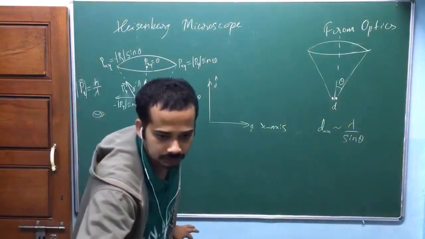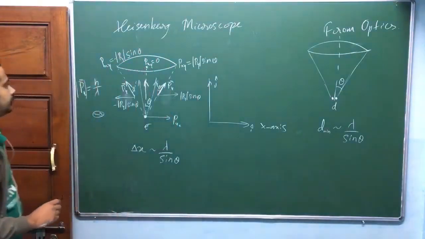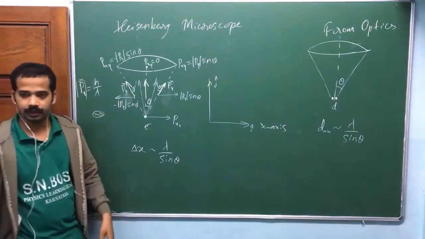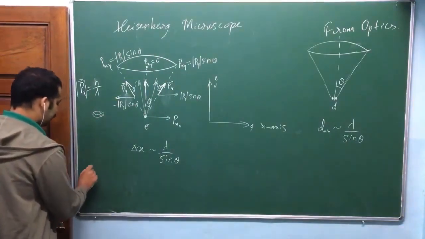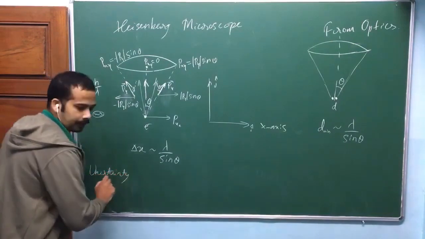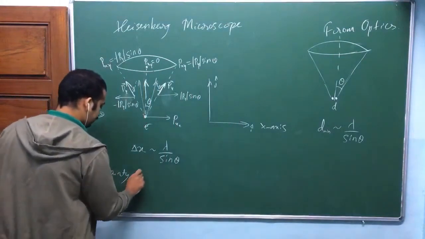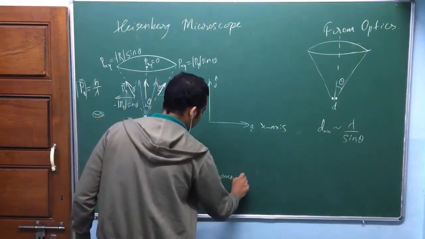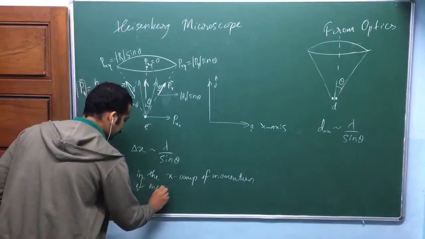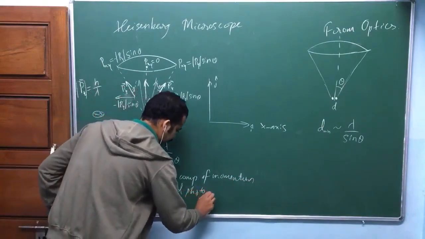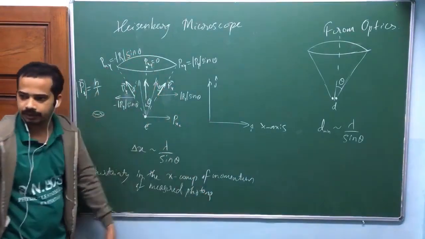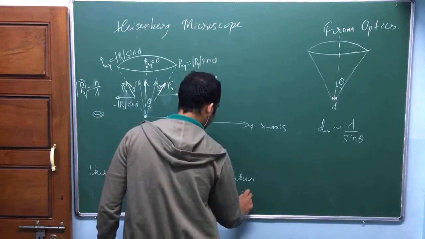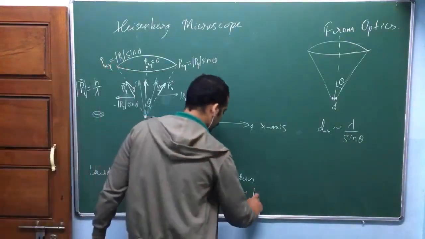Are you convinced? Speak out, anyone on Google Meet. Yes, sir. Sir, these are all scattered photons. Yes, these are all scattered photons. Now look here. Whatever I am writing is the uncertainty in the x component of momentum of measured photons. That means there may be some photons scattered in other directions that are not measured by the microscope. So delta p_x is nearly equal to mod p_y sin theta.